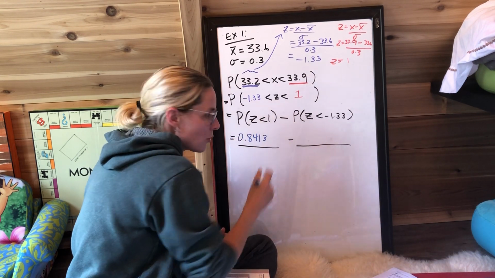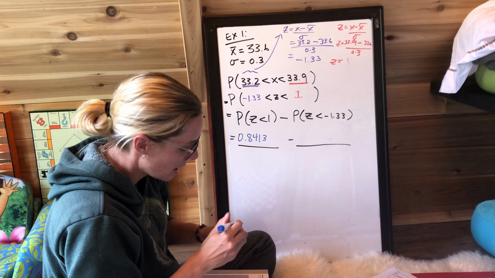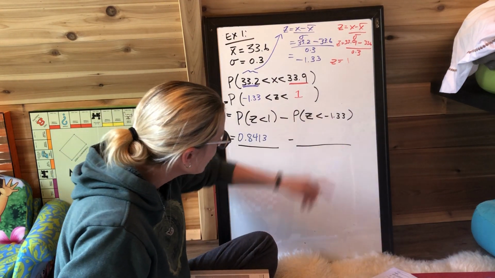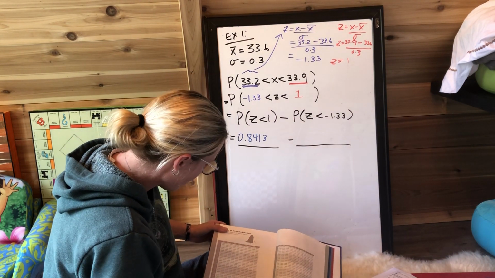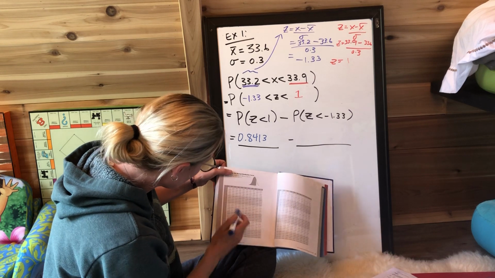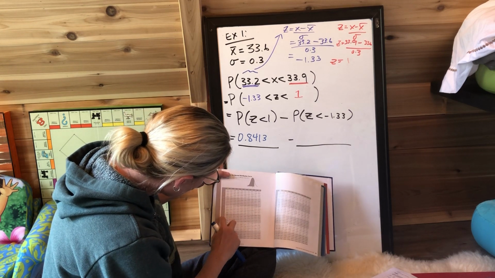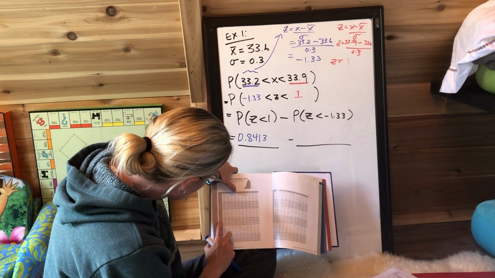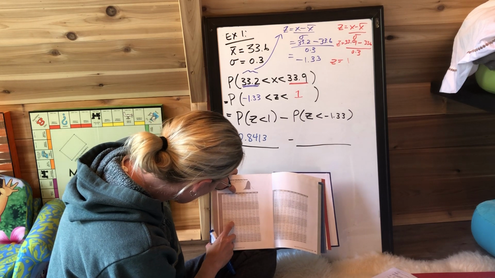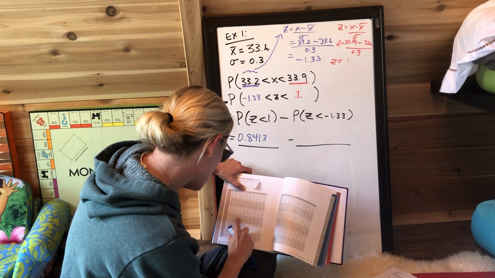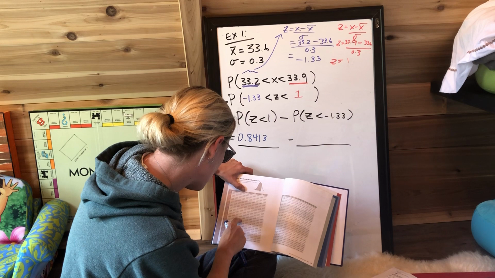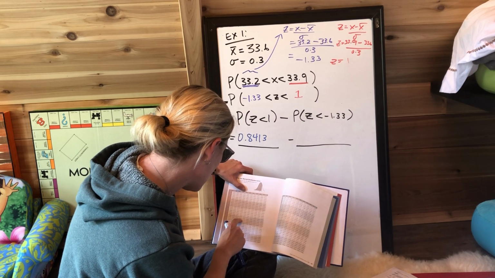0.8413. Look it up in your Z-score table. Just make sure you're understanding how to use that table. It's very important. You look up the value negative 1.33 in the same table. The negatives are on this side. Negative 1.3. Then you go to the column with 0.03. That's negative 1.33. And it is at 0.0918.